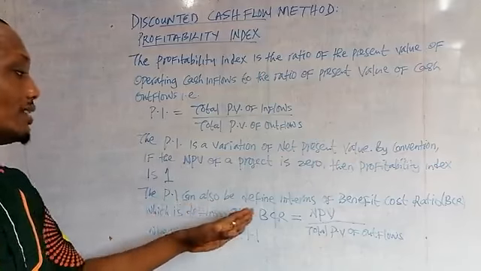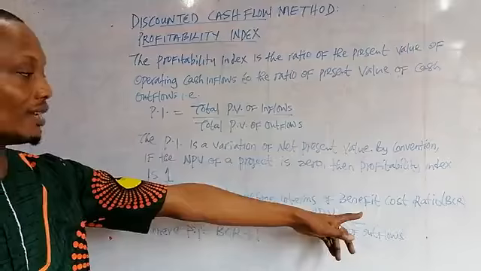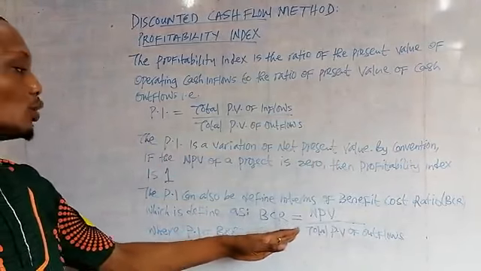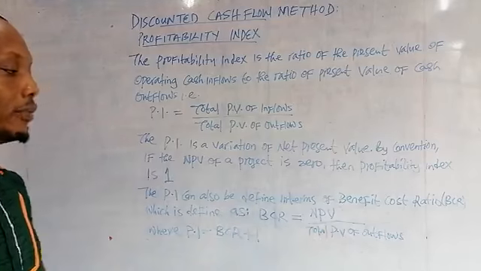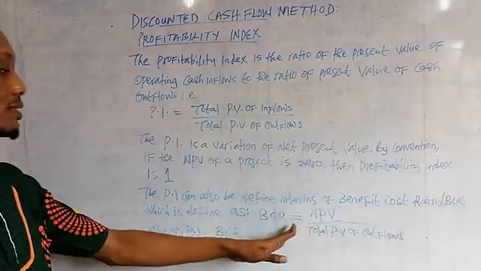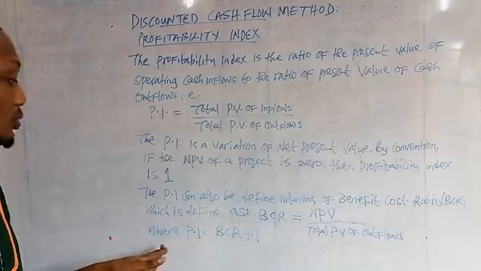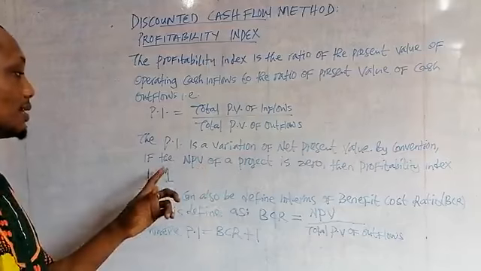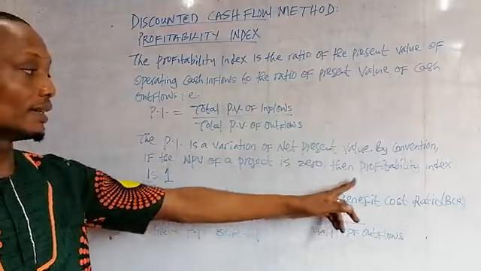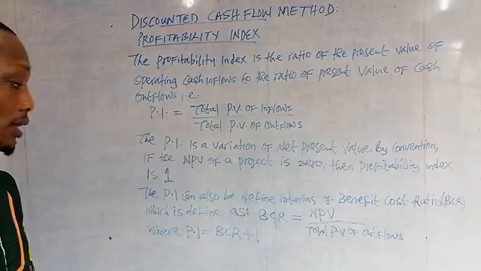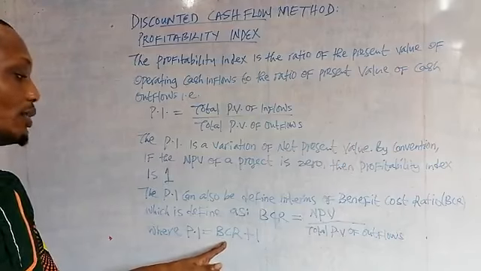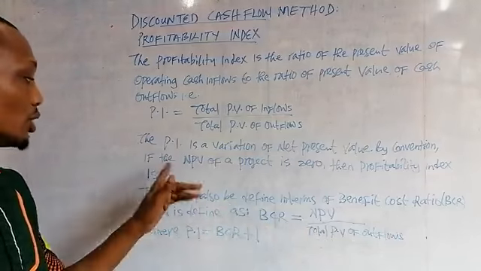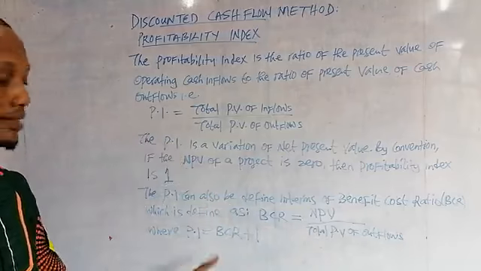The profitability index can also be defined in terms of benefit cost ratio, known as BCR. Benefit cost ratio is defined as BCR is equal to NPV all over total present value of outflow. Where PI is equal to BCR plus 1. We come back to this point now. I said that by convention, if the NPV of the project is 0, then the profitability index will be 1. So anything you get for BCR, when you have computed the NPV divided by total present value of outflow, definitely for your PI, just add 1 to it. It's going to give you the profitability index.